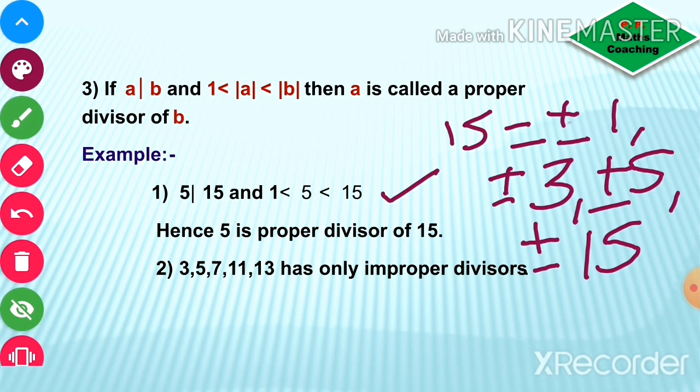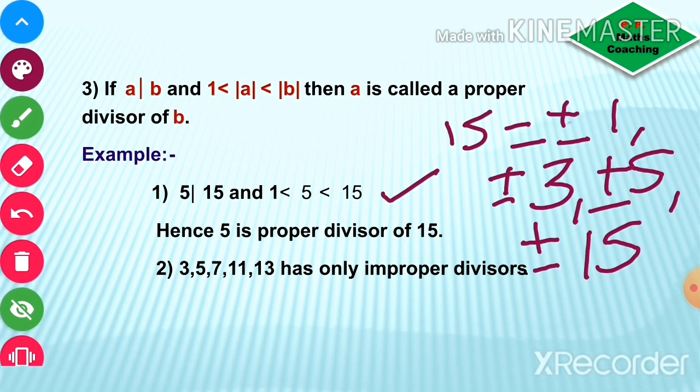That means 15 is divisible by plus minus 1, plus minus 3, plus minus 5, plus minus 15. But here, all the divisors plus minus 1 and plus minus 15 are the improper divisors of this value a is equal to 15, and the other divisors, that means plus minus 3 and plus minus 5, are the proper divisors.